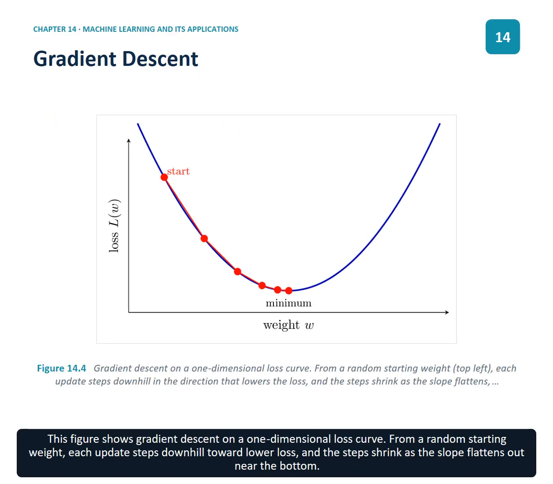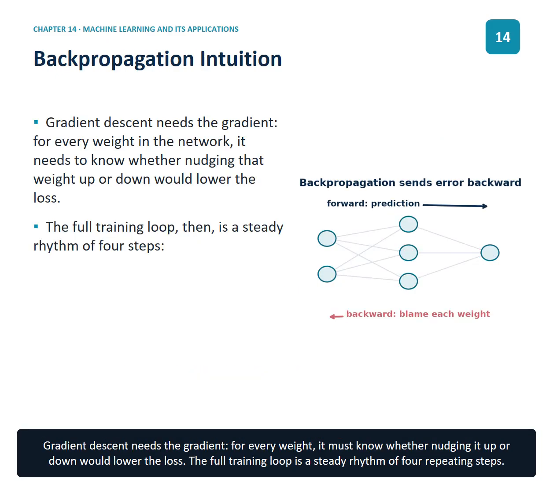This figure shows gradient descent on a one-dimensional loss curve. From a random starting weight, each update steps downhill toward lower loss, and the steps shrink as the slope flattens out near the bottom. Gradient descent needs the gradient. For every weight, it must know whether nudging it up or down would lower the loss.